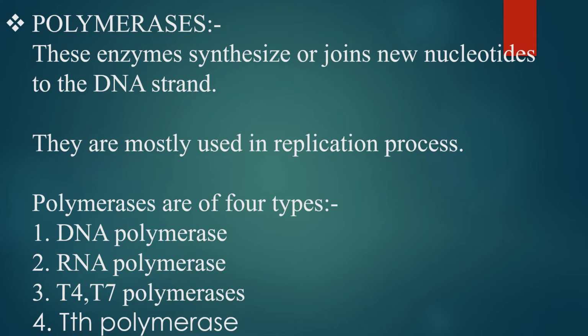RNA polymerase is used for RNA synthesis. T4 and T7 polymerases are used for construction of viral DNA or RNA. Taq polymerase has both RNA and reverse transcription polymerase activity. Taq polymerase was isolated from Thermus aquaticus species. Polymerases are mainly used for synthesizing nucleotides and phosphodiester bonds.